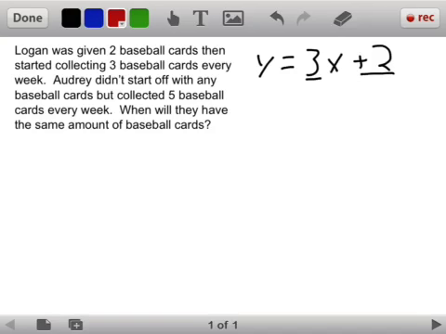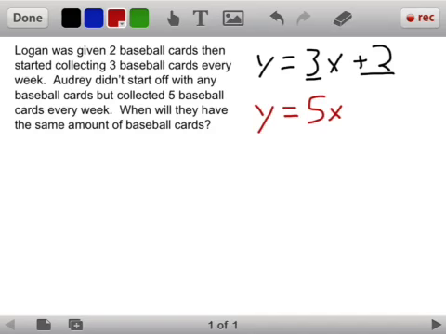So now let's create Audrey's equation. For Audrey, she didn't start off with any baseball cards, so her y-intercept is nothing. But yet she saves 5 cards every week. And some kids were being thrown off. They're like, well, is a week 5 days or is it 7 days or whatever? As long as you stay consistent, it doesn't matter.